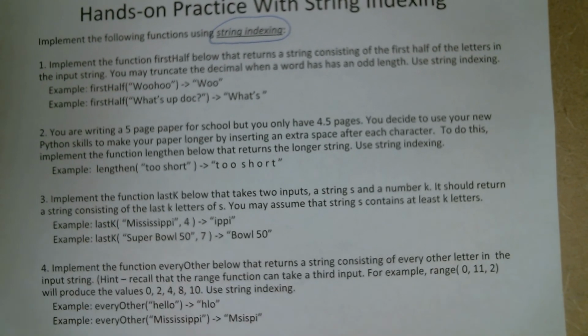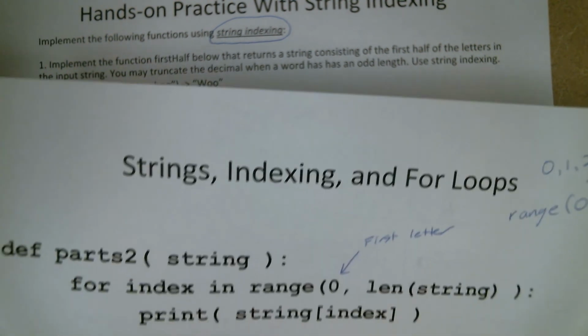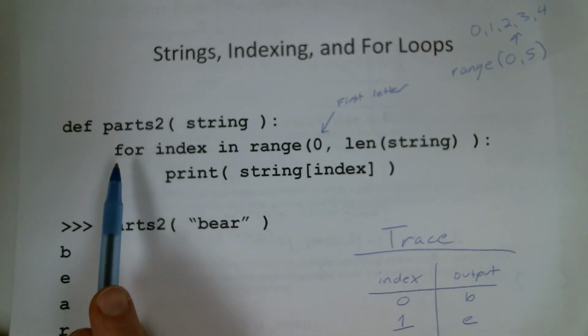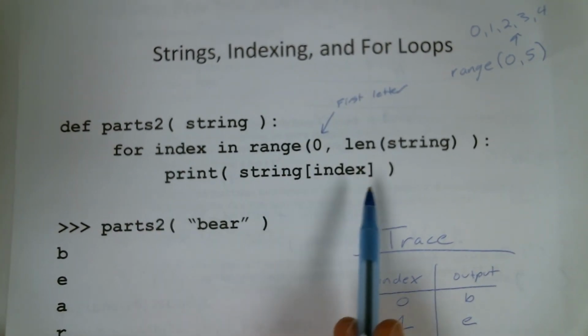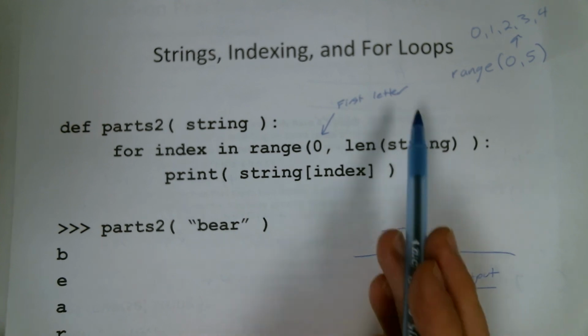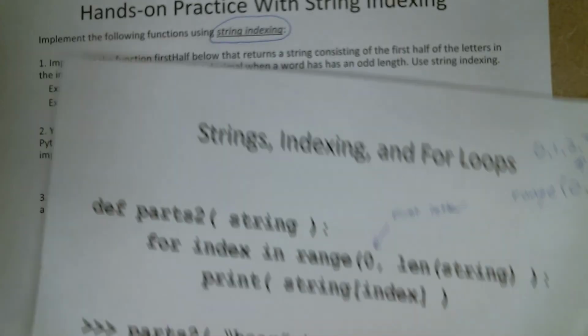This one says you are writing a 5-page paper for the school, but you only have 4.5 pages. You're going to write a function that basically adds a space after each character. So you're going to go through the entire word and add a space after each character. Again, here's a loop using indexing that goes through the entire word, and then you just have to build a new word that has a space after each character.